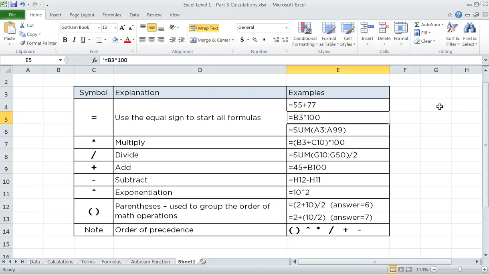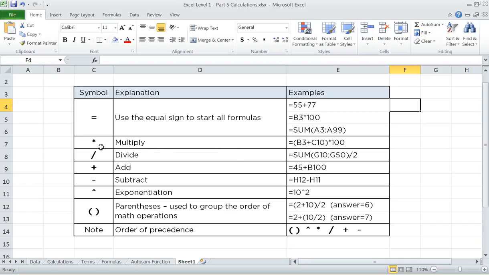So you see some examples over here. Equals 55 plus 77. Equals cell B3 times 100. Equals the sum of A3 through A99. All of them have in common starting with the equal sign. So that's one point, very important.